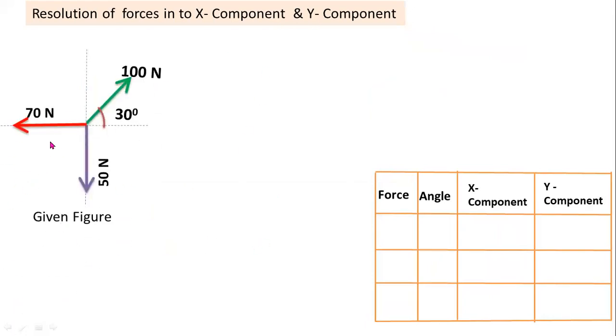This is a given problem. Here three forces are given. These three forces are acting at a common point. That means these three forces are concurrent forces. This is a horizontal force, this is a vertical force, this is an inclined force.